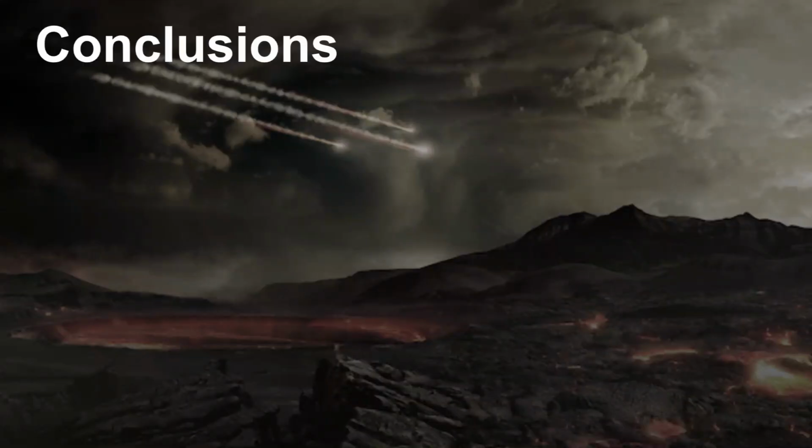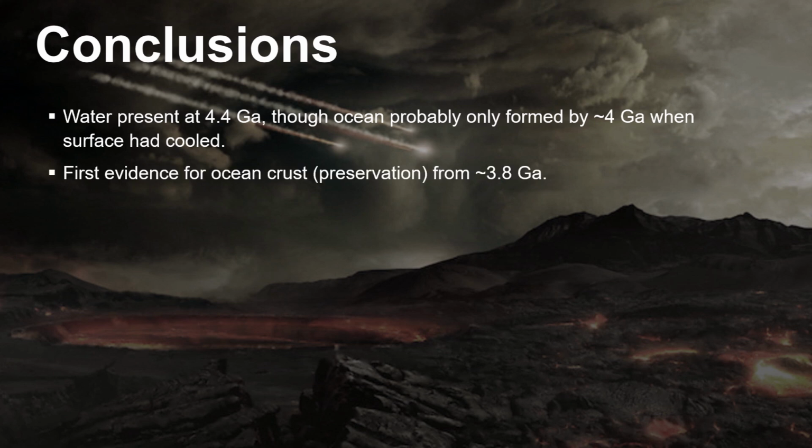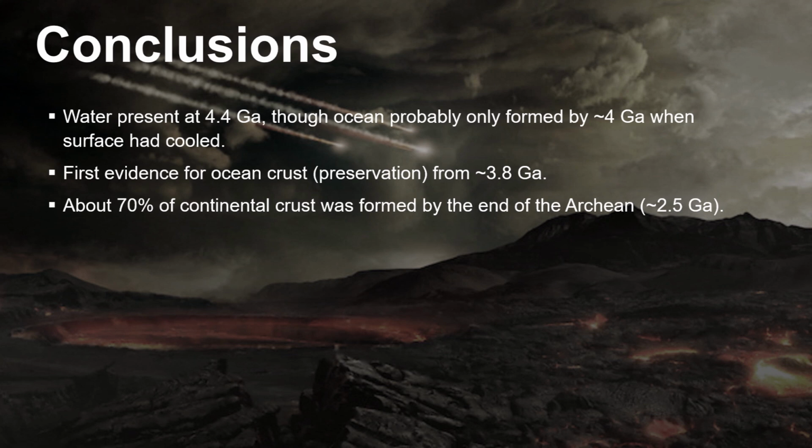So just to conclude, water was present. We know that from zircons, which formed around 4.4 billion years ago. But the first evidence of quite convincing ocean crust is younger. It's around 3.8, maybe a little bit closer to 4 billion years in some examples. About 70% of the continental crust was formed by the end of the Archean, and that's kind of consensus if you looked at those graphs.